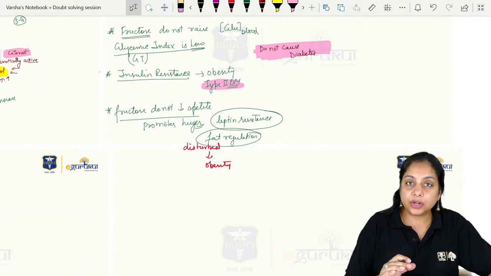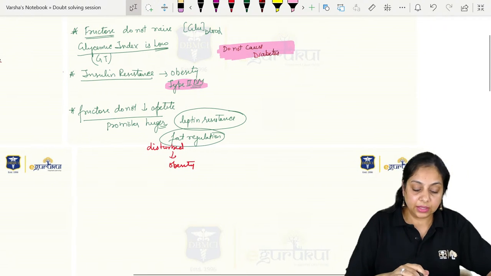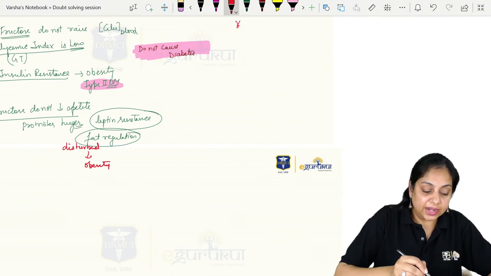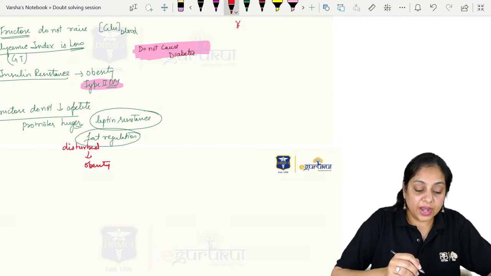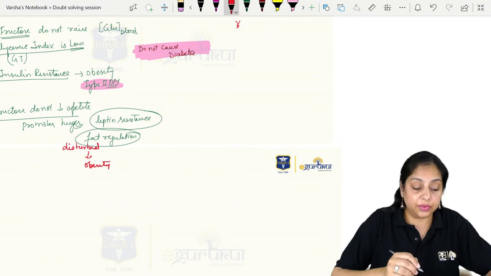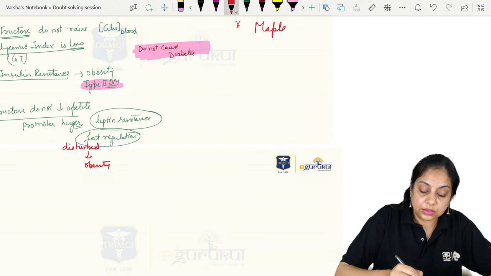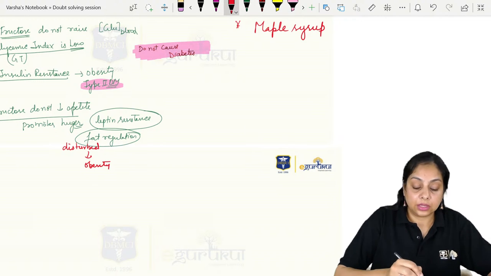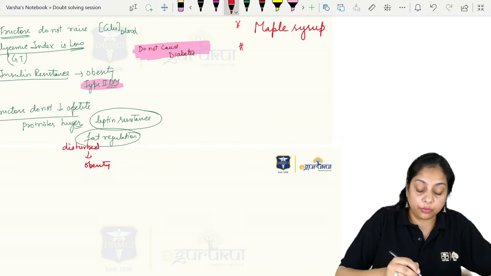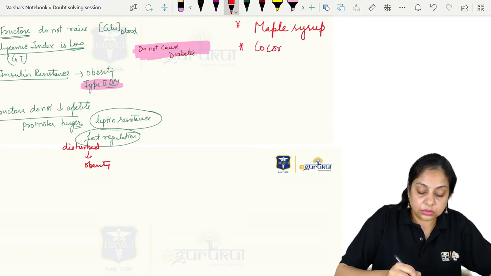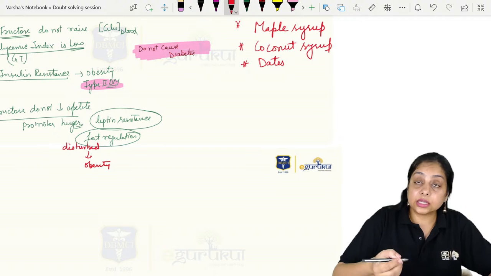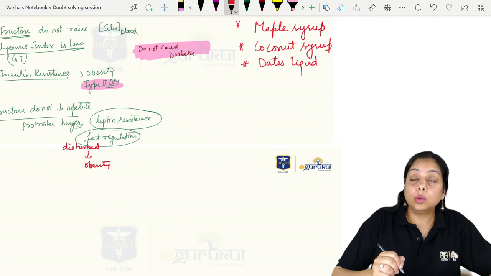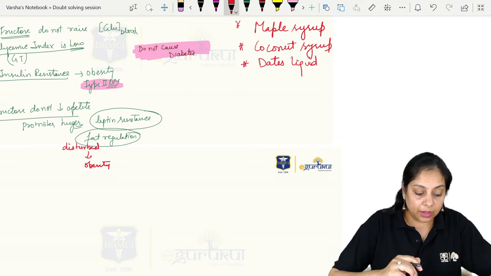There are more things about fructose, but let me just hold on to that. Okay. There is another question that can be asked in the exam, like which one has the least sugar in it? Maple syrup has the least sugary thing. What else? Not the corn, but the coconut syrup. Then the dates, khajur liquids. Lowest glycemic index of the sugary things.